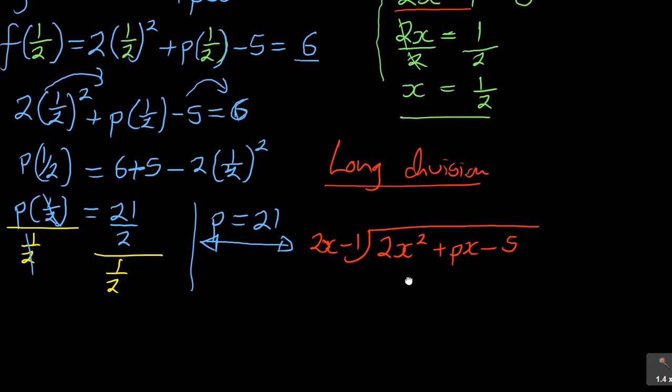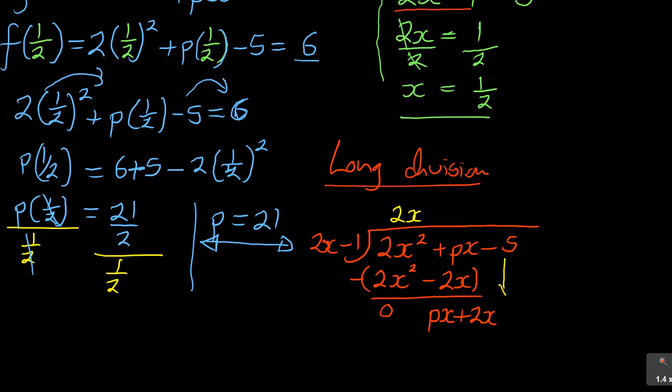Now, how do you go about it? As I said, you approach it with a long division. 2x into 2x squared gives my x, and then x times 2x is 2x squared, and x times minus 1 is minus x. So I subtract: 2x squared minus 2x squared gives me a 0. Now px minus minus x is px plus x. That's what I'm having there. And then I must take my 5 down here, which will now become minus 5.